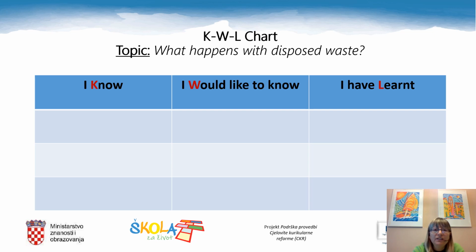The topic is what happens with disposed waste. You need 3 columns. In the first one, you write I know. In the second, I would like to know. And in the third, I have learned. So, if you have everything needed, let's start.